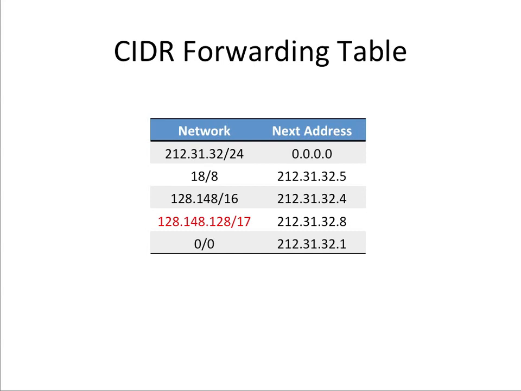Traditionally, you would allocate /8, /16 or /24. Class A, Class B, Class C, but now you can start allocating /17. So let's say I'm an ISP with that particular allocation, 128.148/16. Then I could actually start allocating in the /17. Does that make sense?